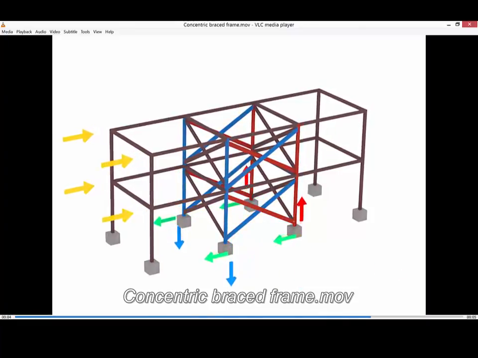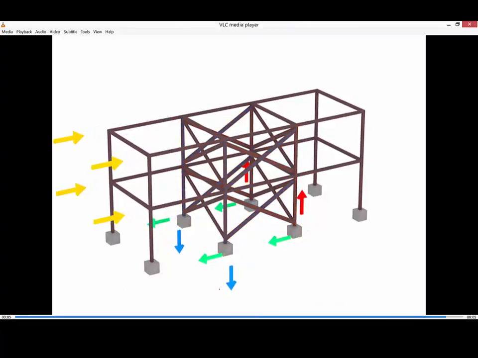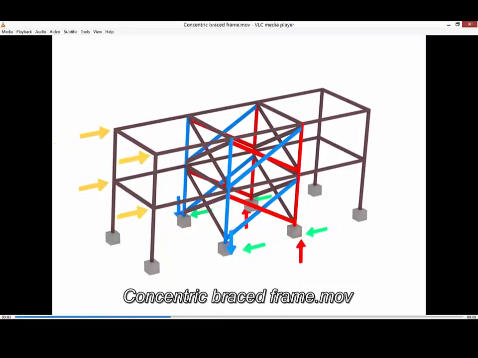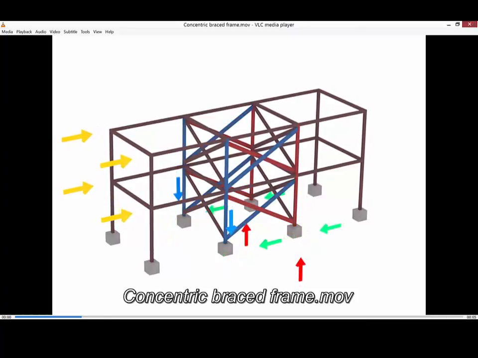Then basically this column is going to be pushed, then the reaction is going up. This column is going to be pulled, then the reaction is going down. Then that is how basically a concentric brace frame acts when it's subject to a lateral load.